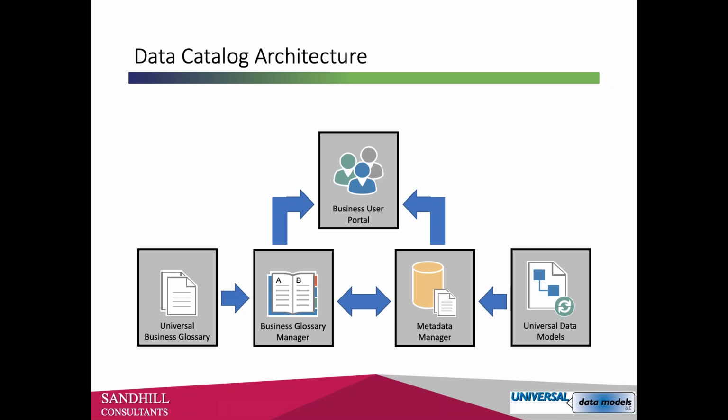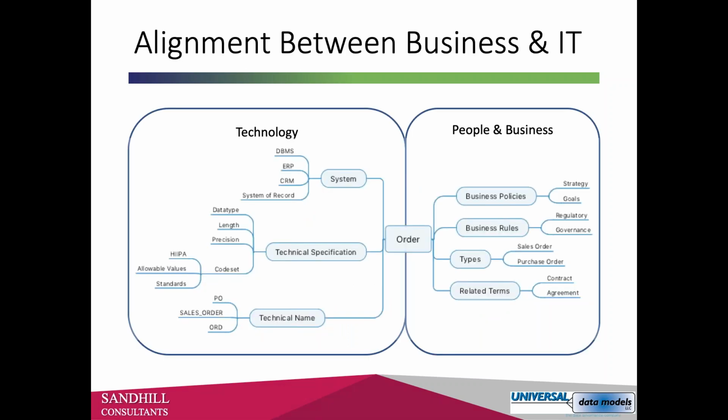So to drill into this business IT alignment a little bit, let's take a look at it in some more detail. So the alignment between business and IT is really just two different perspectives. If you look at this diagram in the middle, there's this concept of an order. Now, if you look at it under the technology side, the technologist looks at order in the context of what system is it in? That is, databases, is it part of an ERP, a CRM system? What system of record is it located in?